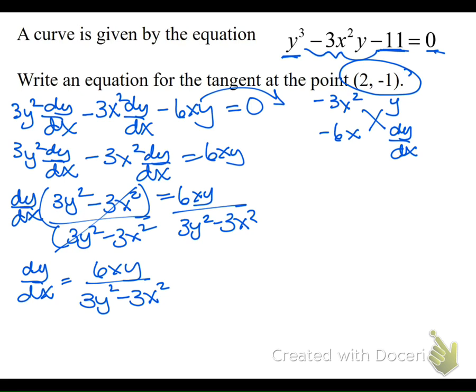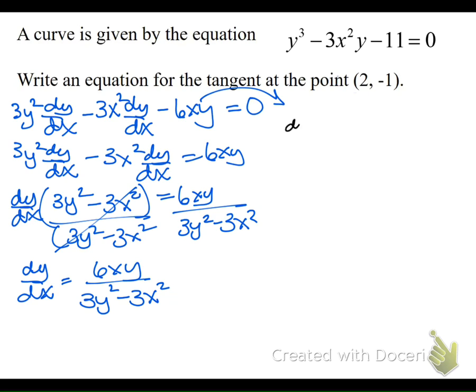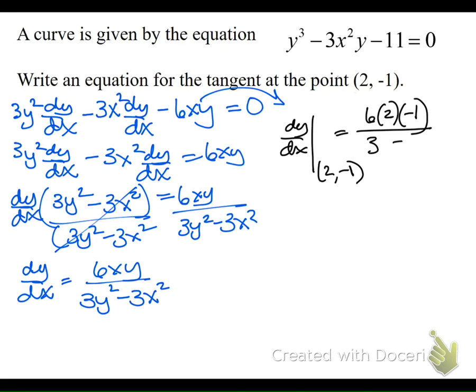Okay, so now I'm going to plug in the 2 and the negative 1. So the derivative evaluated at 2, negative 1. I'm going to plug in an x of 2 and a y of negative 1. X is 2, y is negative 1. In the denominator, 3 times negative 1 squared minus 3 times 2 squared. 3 times 4, that'd be 12. And you don't even have to show any work for this. So I have a negative 12 over a negative 9. Simplified, that's a slope of 4/3.